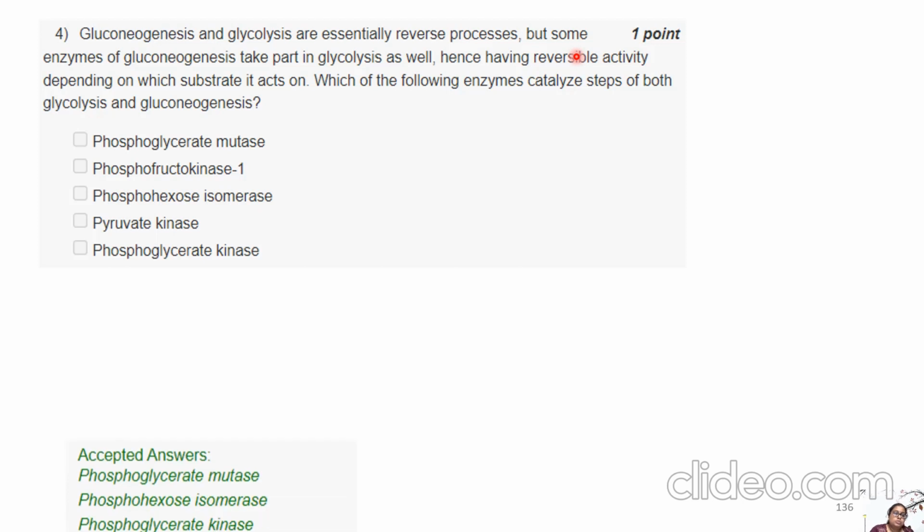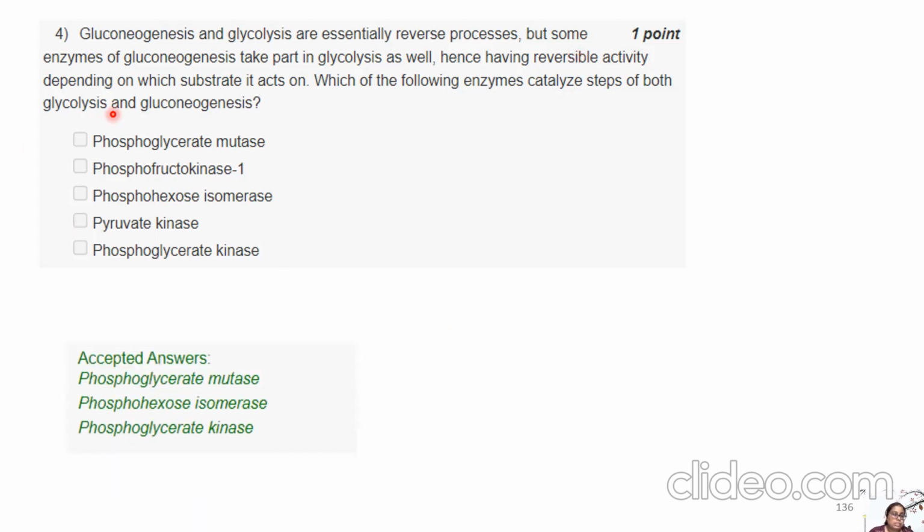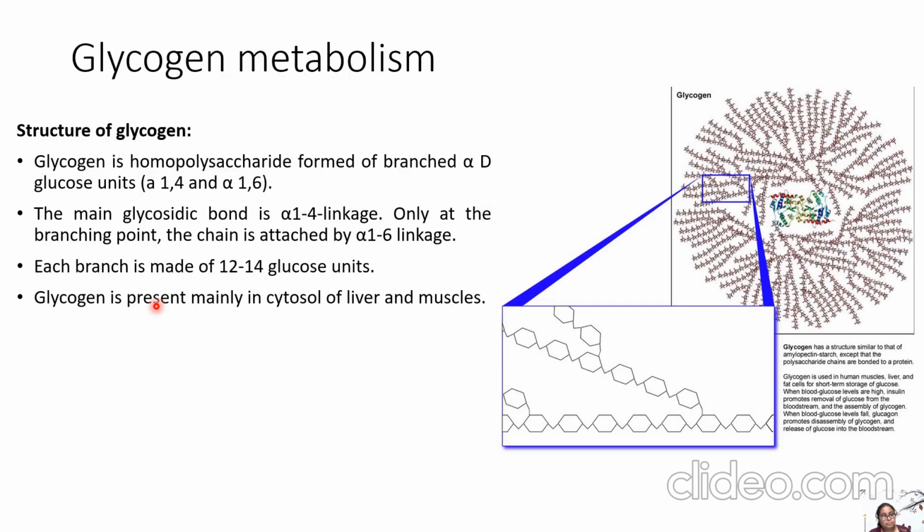So basically phosphoglycerate mutase, phosphohexose isomerase and phosphoglycerate kinase, these three will have this kind of reversible activity depending on the substrate they act on.